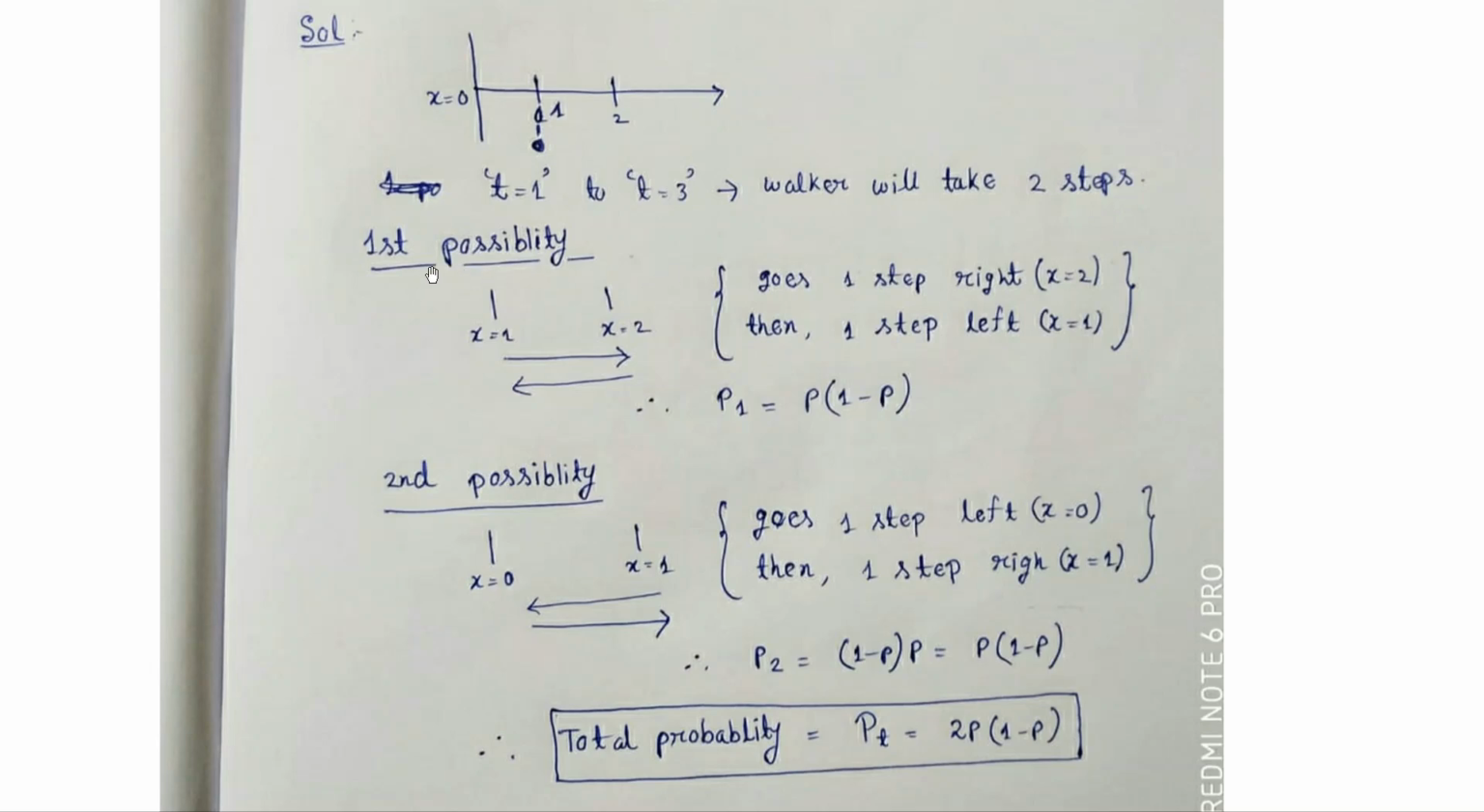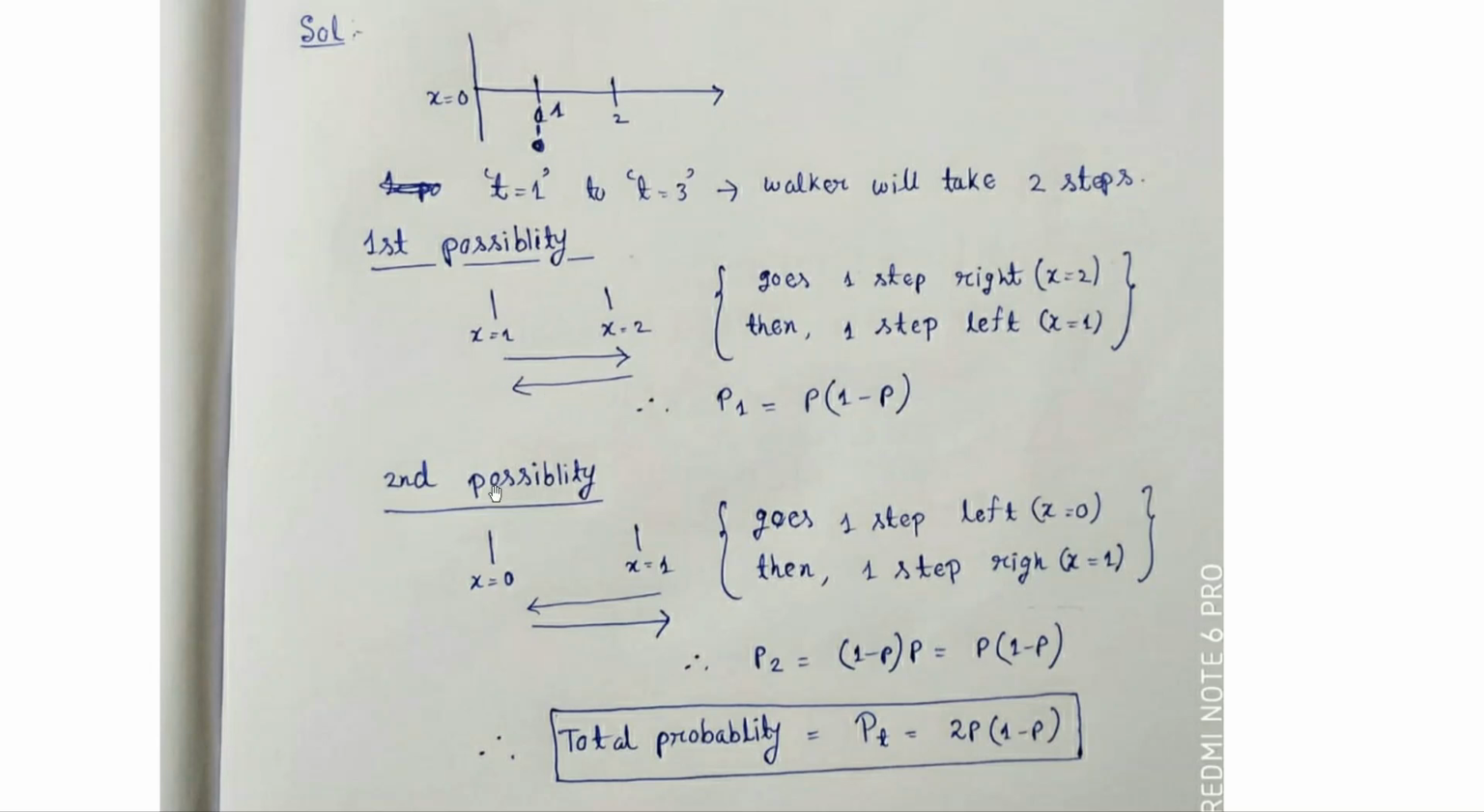The first possibility is that initially it is at x equals 1, it takes one step to the right, to x equals 2, and then it comes back to x equals 1 by taking a left step. The total probability for this case is taking the right direction with probability p, and then taking the left direction with probability 1 minus p. So this is the first possibility, going right and then going left.